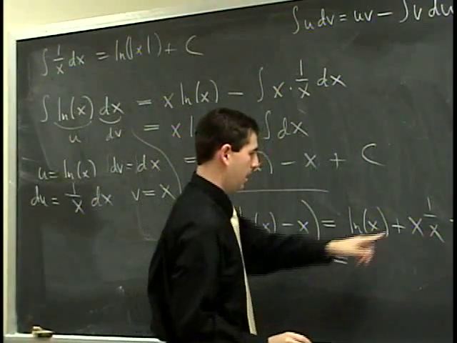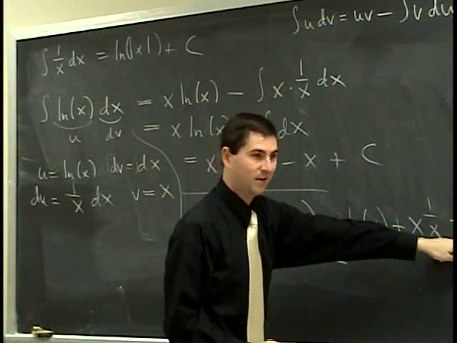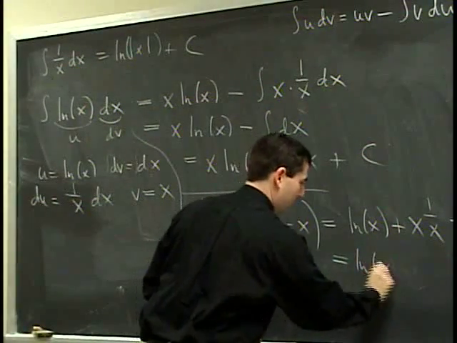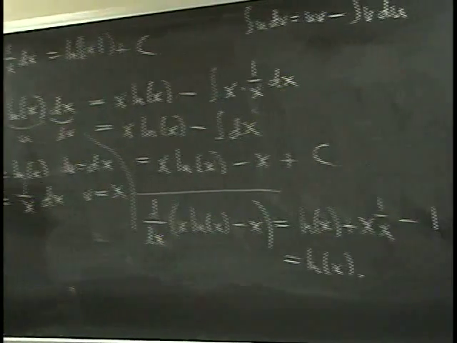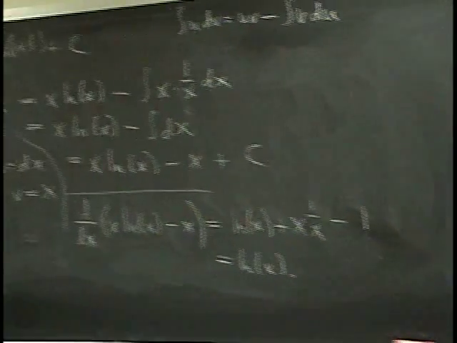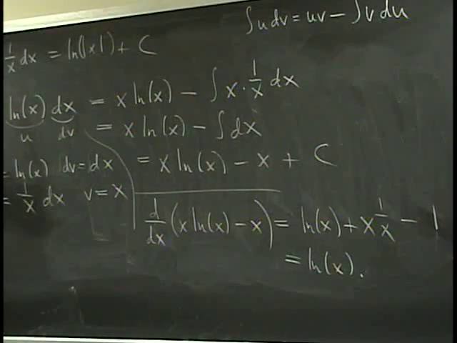So x times 1 over x is 1. Minus 1 is 0. So I just get ln of x. It works. Sweet. So this is clever, right? This is not how you'd expect to be using this.